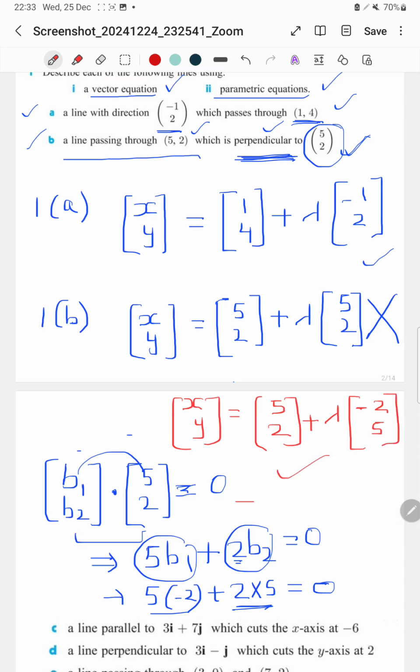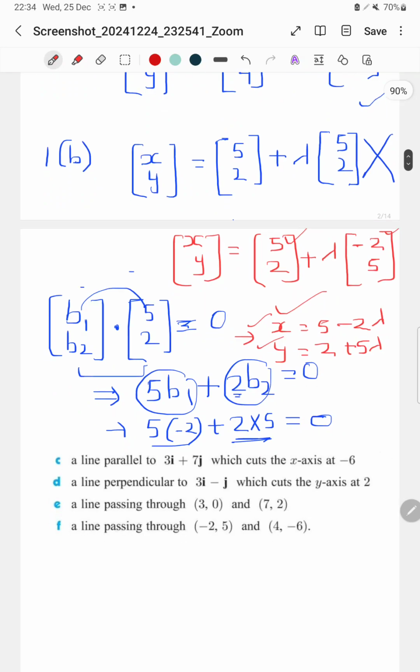And if I have to give it as a parametric equation, just one single step we have to do, for x and y both. So x is equal to the x value here and here, so it is 5 minus 2 lambda, where lambda is a scalar, and y is equal to 2 plus 5 lambda. These are the parametric equations. Okay. Now the next question comes here.